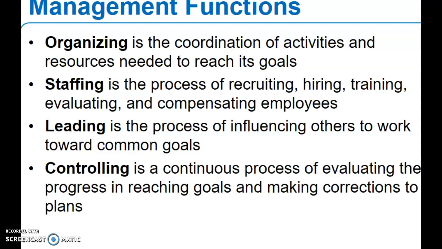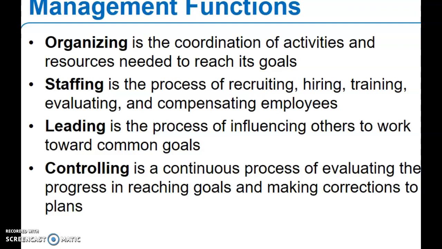To accomplish goals, managers need to lead their staff members. Leading is the process of influencing others to work toward common goals. Managers motivate employees and should lead by example.